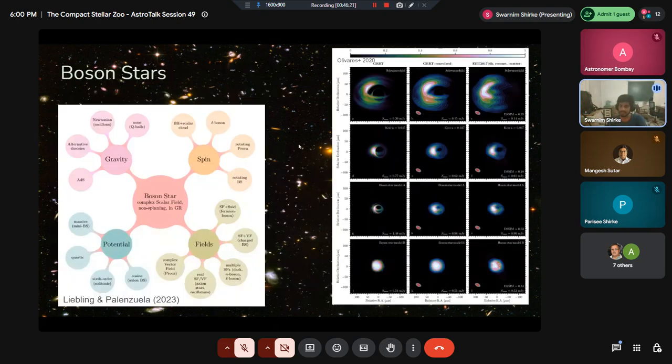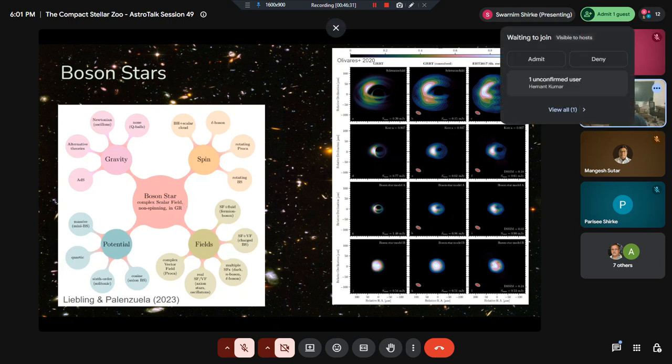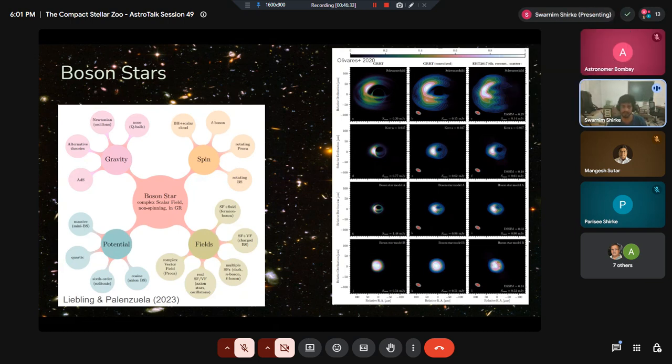So, for example, boson stars. Here I've shown a web diagram. A boson star is basically a star made up of bosonic particles, which are integer spin particles in particle physics. And just for boson stars, you can see there are so many possibilities. Depending on how they interact, you can have massive boson stars, mini boson stars, quartic, sixth order, and so on. So it's a huge field in itself.